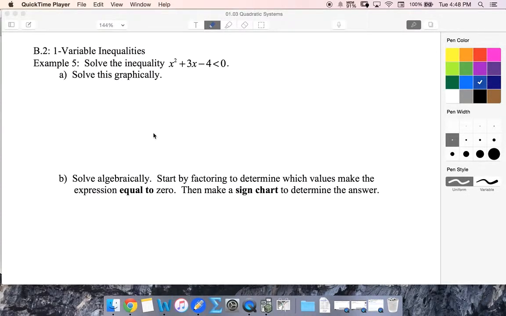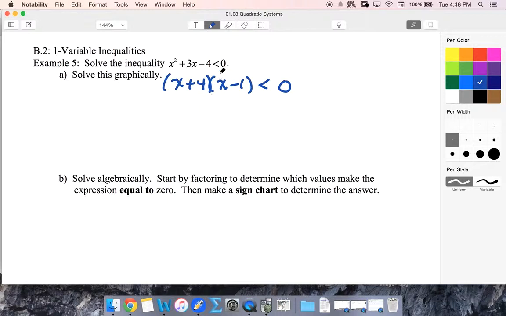All right, so now we're into one variable inequalities, and we're getting into this idea of the sign chart. But first, let's think of x squared plus 3x minus 4 less than 0. As soon as I see this, I have to tell you that I think (x plus 4)(x minus 1), and my hint here is that these differ by 1.